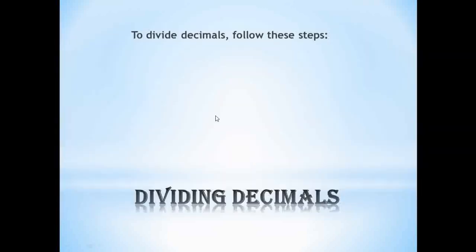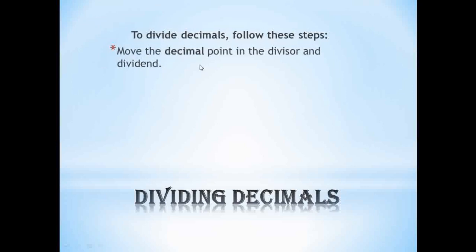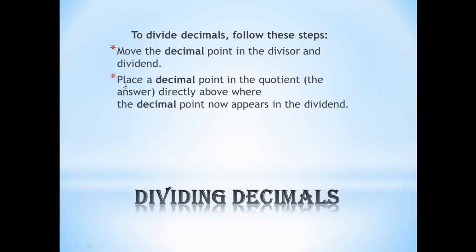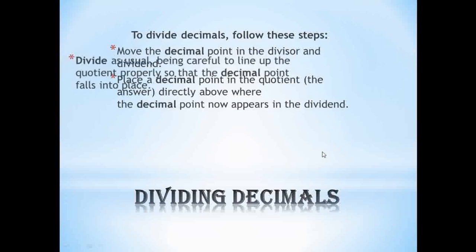To divide decimals, we have these steps. Move the decimal point in the divisor and the dividend. Alright, so the divisor is the number that you're using to divide, and the dividend is the number that you're actually dividing. Alright, place a decimal point in the quotient, which is going to be your answer, directly above where the decimal point now appears in your dividend. That's the number you're dividing.